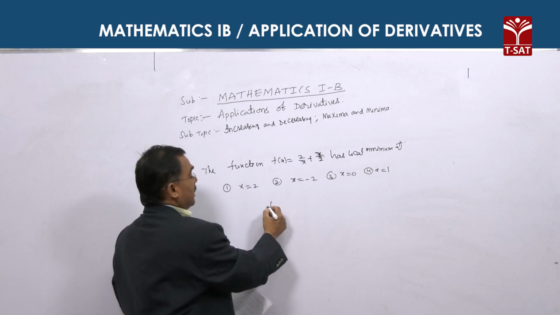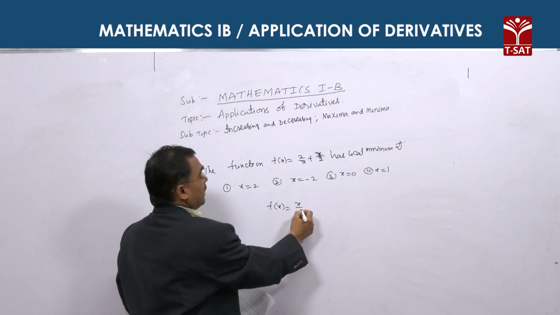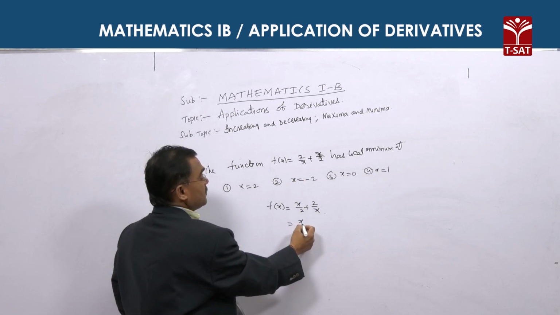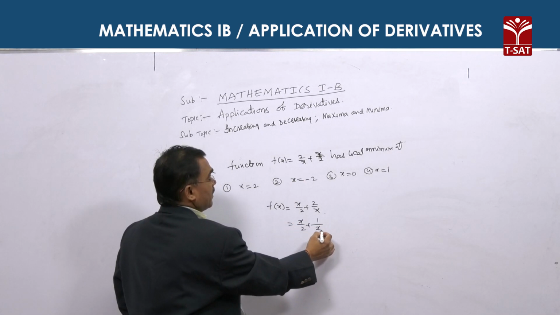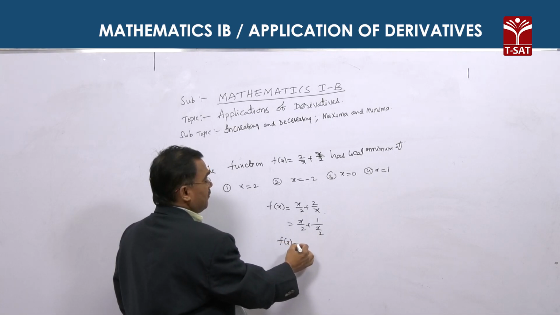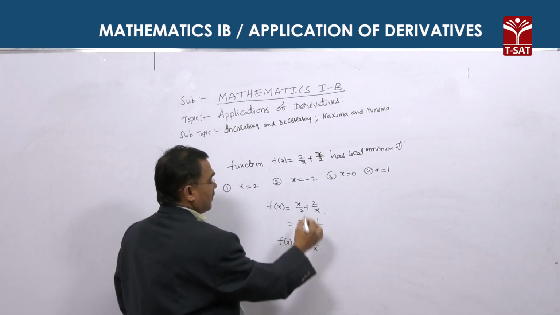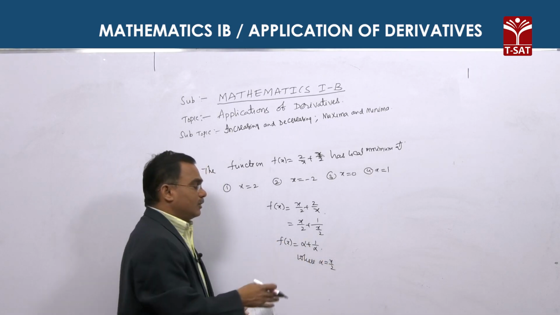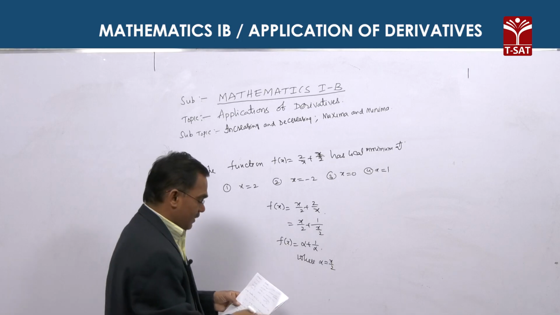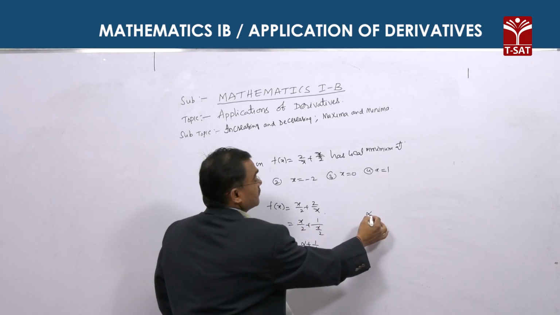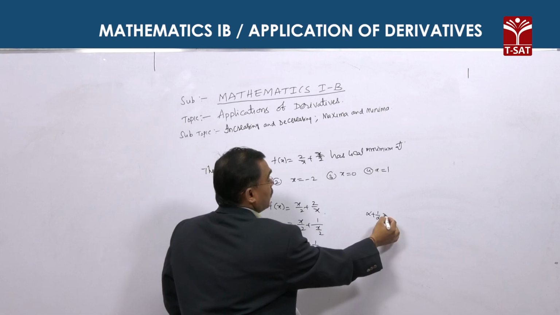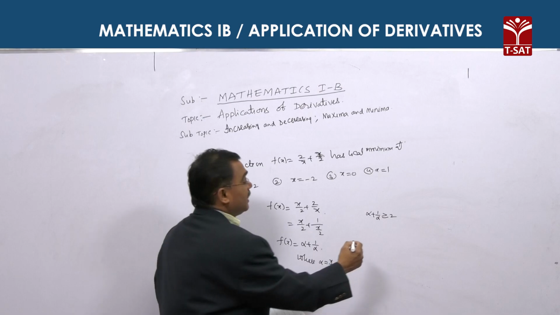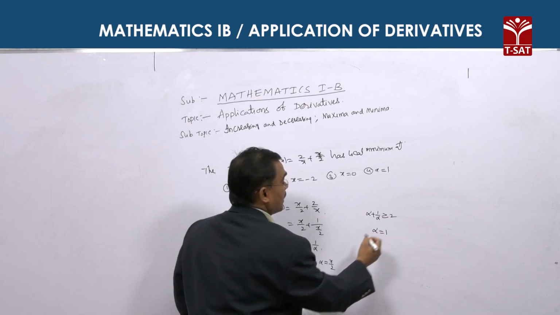So the given function is f(x) equal x/2 plus 2/x. This is of the form x/2 plus 1/(x/2), so it is of the form f(x) equal alpha plus 1/alpha, where alpha is equal to x/2. Using the algebraic inequality, alpha plus 1/alpha is always greater than or equal to 2, and equality holds at alpha equal to 1.